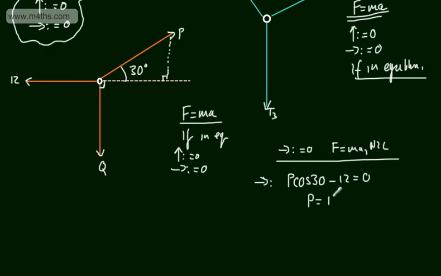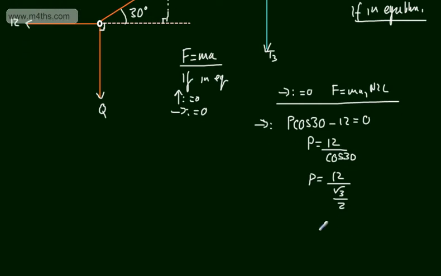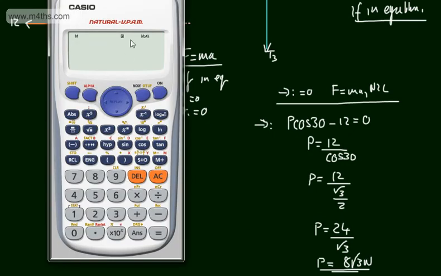So P is going to be 12 over the cosine of 30 degrees. The cosine of 30 degrees is root 3 over 2. So we could write this as an exact value. P is 24 over root 3, which we could rationalise as 8 root 3 newtons. Of course, you can go straight for a calculator if you want. Check that you're in degrees mode, and then it would be 12 over the cosine of 30 degrees.